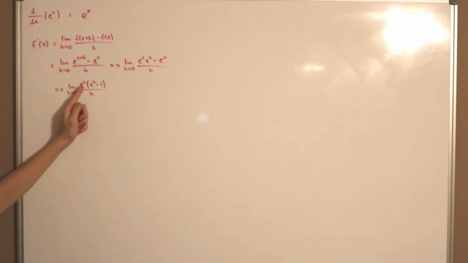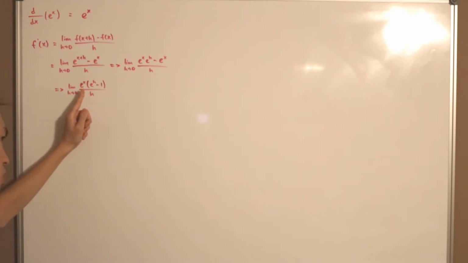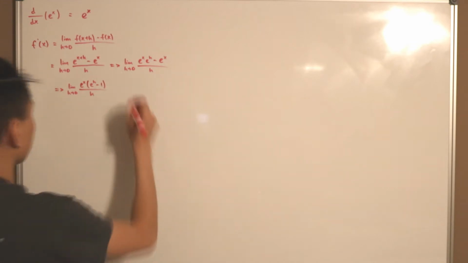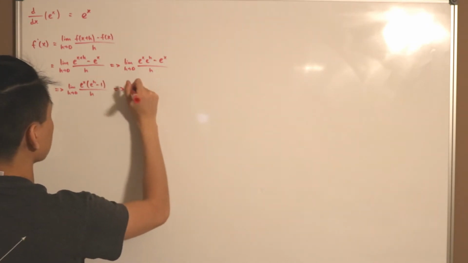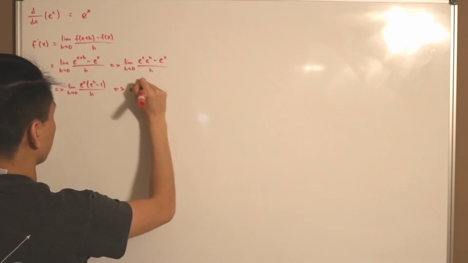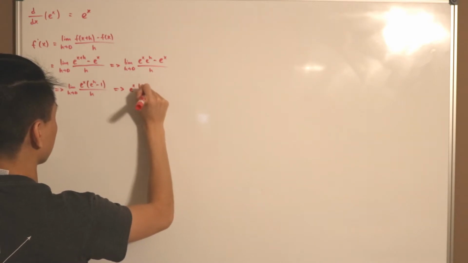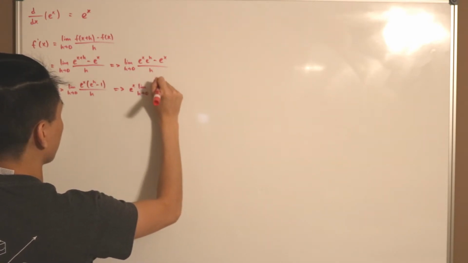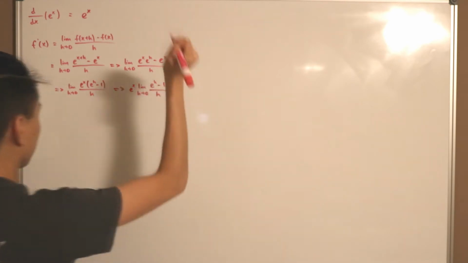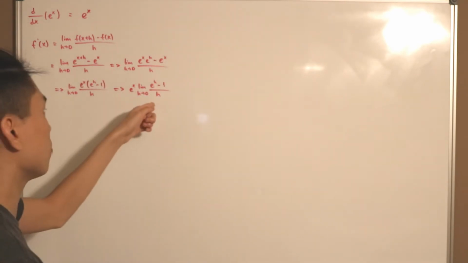And notice that because e to the x does not depend on h, we can move this outside of the limit. So same as e to the x multiplied by the limit as h approaches 0 of e to the h minus 1 divided by h. So this is what we have so far.